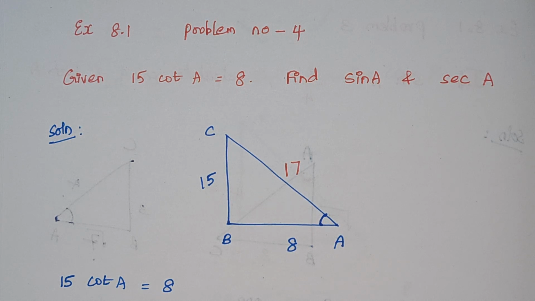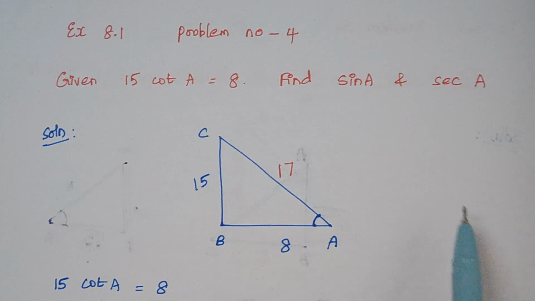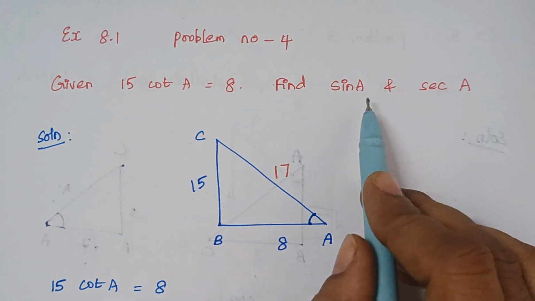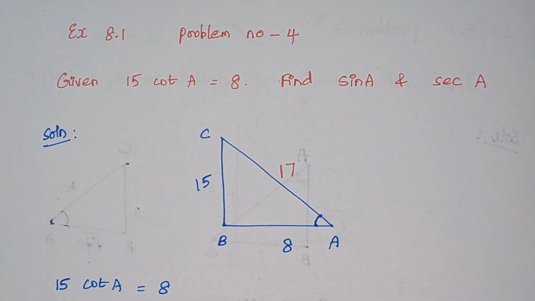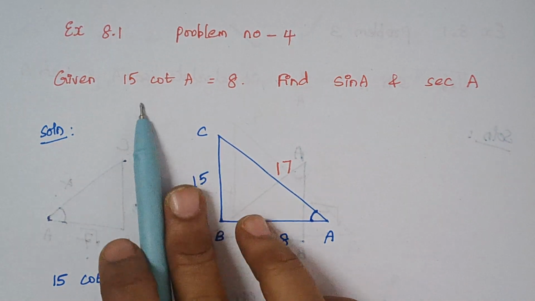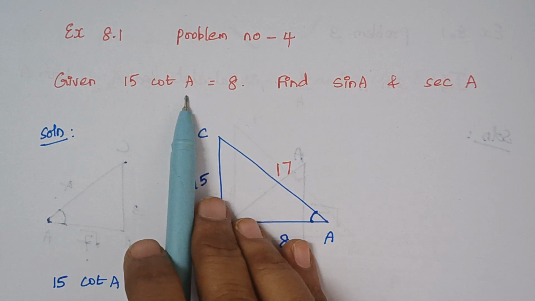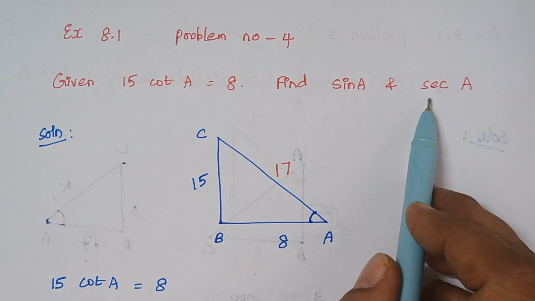Today we are going to solve problems in exercise 8.1 under the topic trigonometric ratios. So here the problem is: given 15 cot A is equal to 8, find sin A and secant A. Here the ratio is given, right? Cot A is given, and we have to find sin A and secant A.